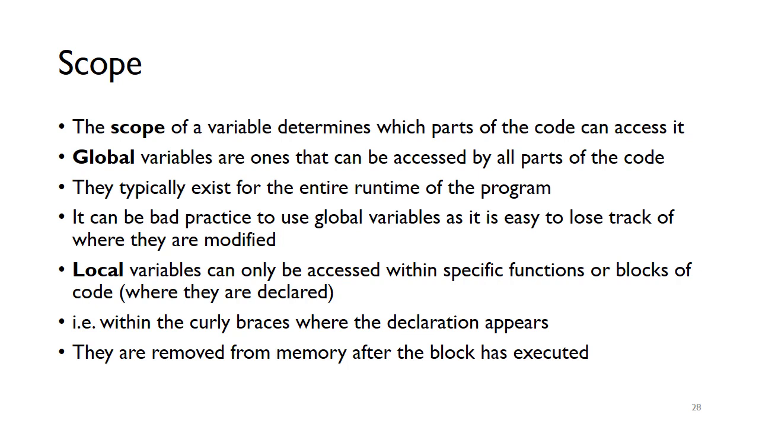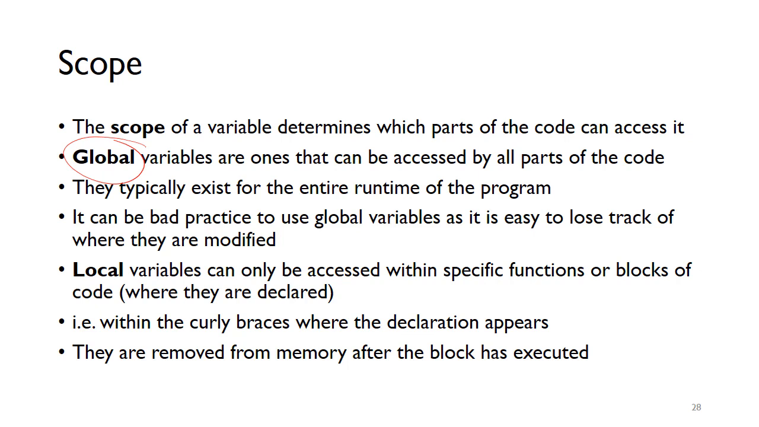I just want to mention scope. The scope of a variable determines which parts of the code can access it. As you can probably guess, global variables can be accessed globally, so all parts of the code can access them. These will exist for the entire runtime of the program. When you start running the code, global variables are put into memory, and they stay in memory for the entire duration. And then when the program stops executing, they're deleted from memory, if you will.